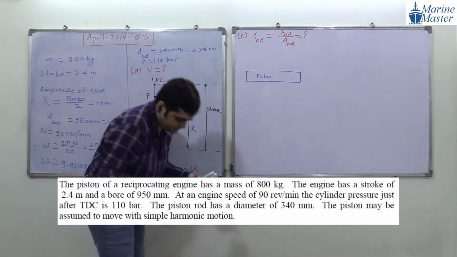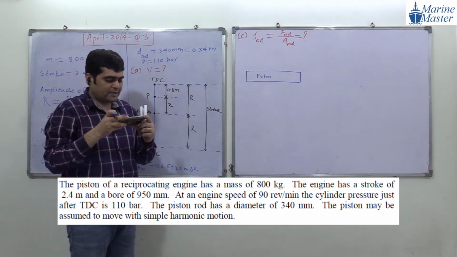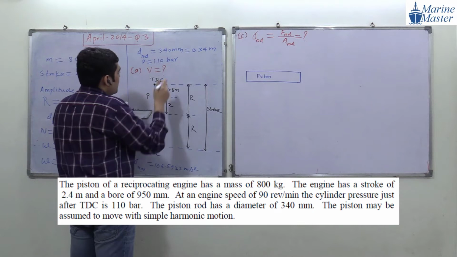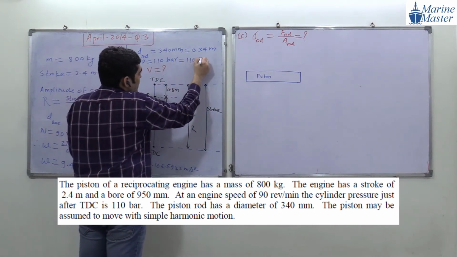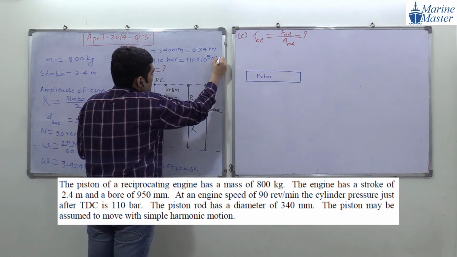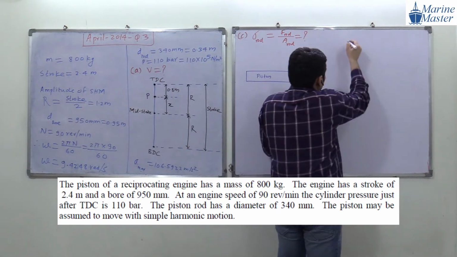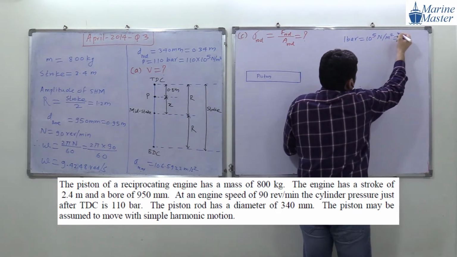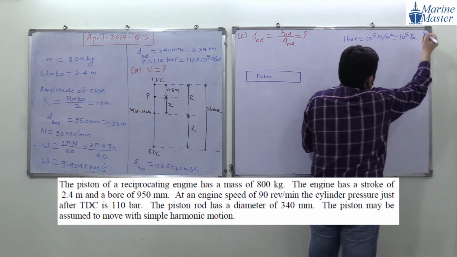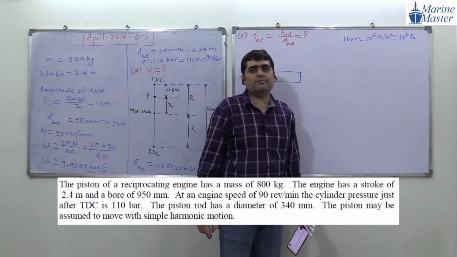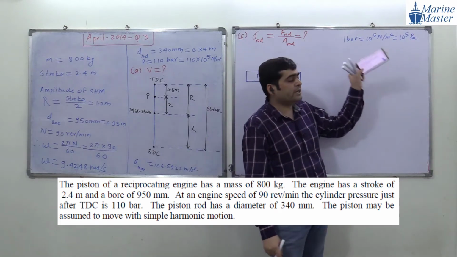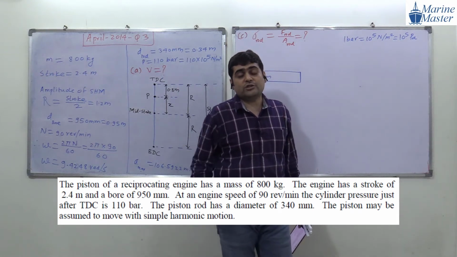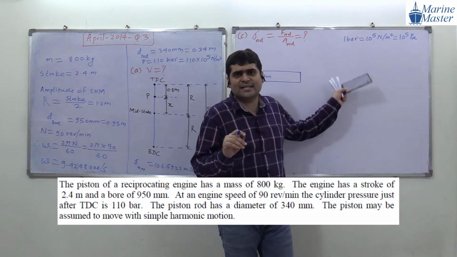Okay, what have they said? Pressure at the piston just after TDC. At TDC, what is the pressure at piston? 110 bar. 110 bar means 110 into 10 raised to the power 5 Newton per meter square, guys. Again, at the front page of your notebook, 1 bar is equal to 10 raised to the power 5 Newton per meter square, or Pascal, Pa. Never forget these things. This is very, very important. We need these things in heat also.